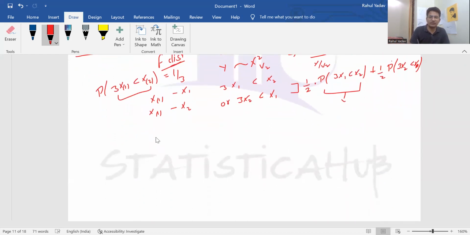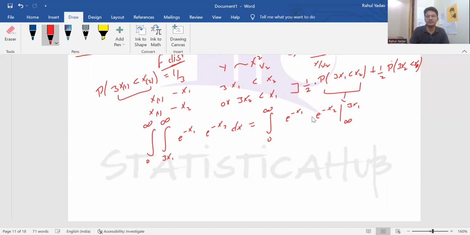If I go on solving, it will come out to be an integration where x2 is greater than 3x1, so x2 goes from 3x1 to infinity, and x1 goes from 0 to infinity. I can write lambda e raised to the power minus lambda, so e raised to the power minus x1, e raised to the power minus x2, dx. Integrating, from 0 to infinity e raised to the power minus x1, and e raised to the power minus x2 with limits 3x1 to infinity. I just interchanged the limits to absorb the negative sign, and we have dx2 dx1. So that comes out to be the integration from 0 to infinity of e raised to the power minus x1 times e raised to the power minus 3x1, dx1.